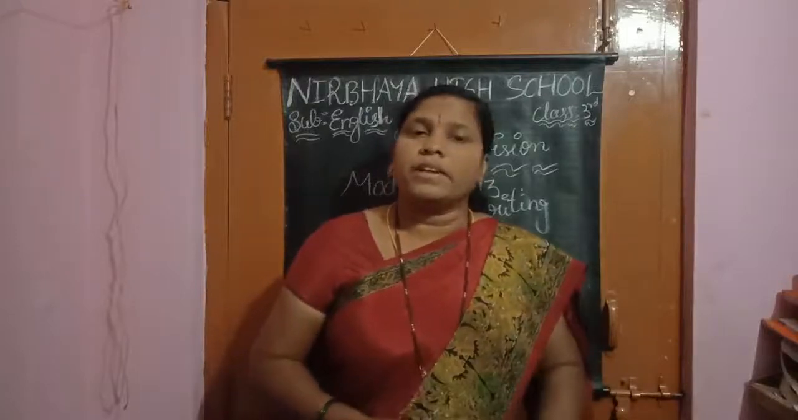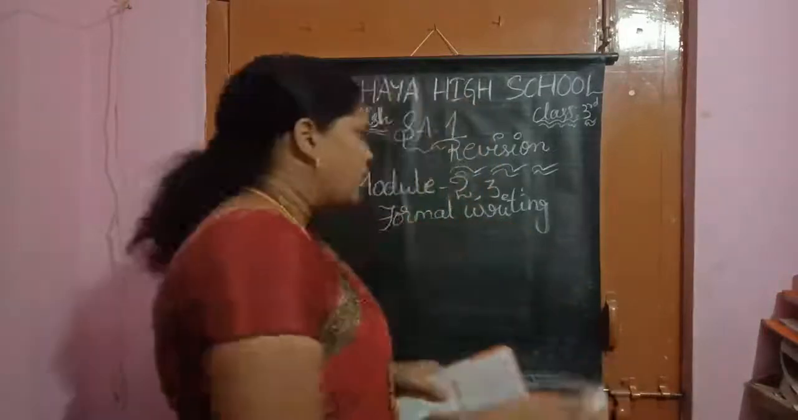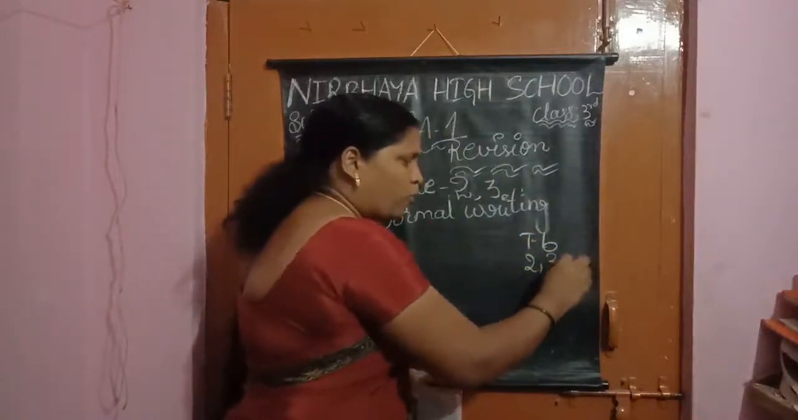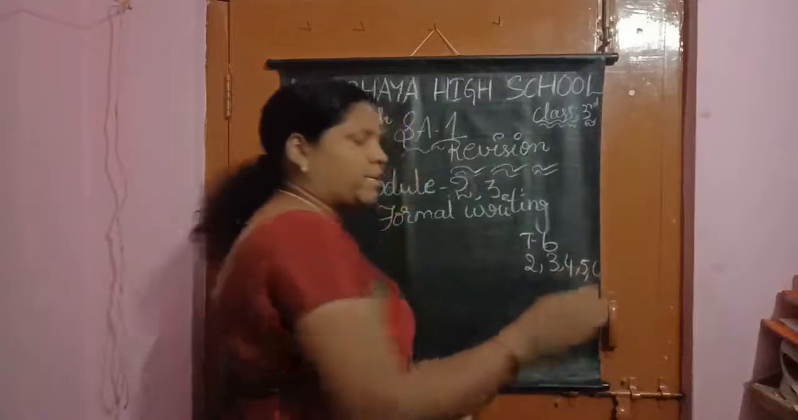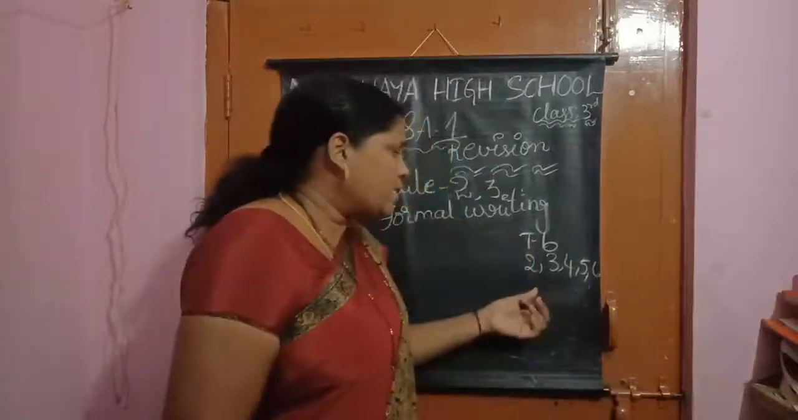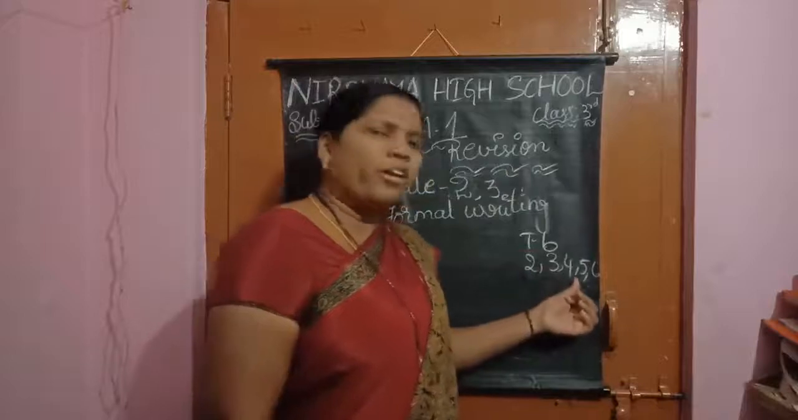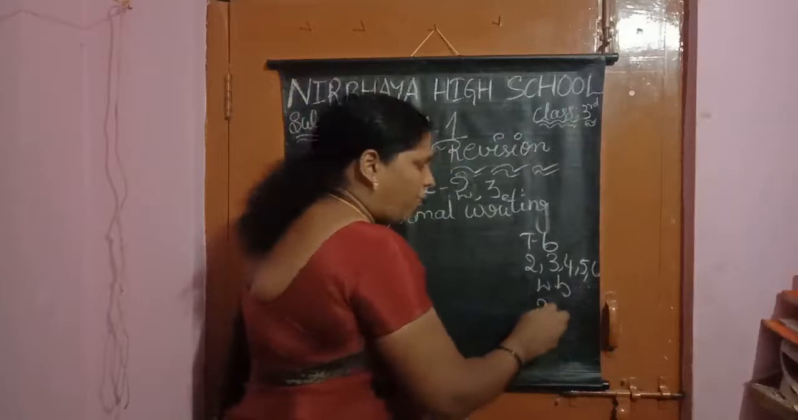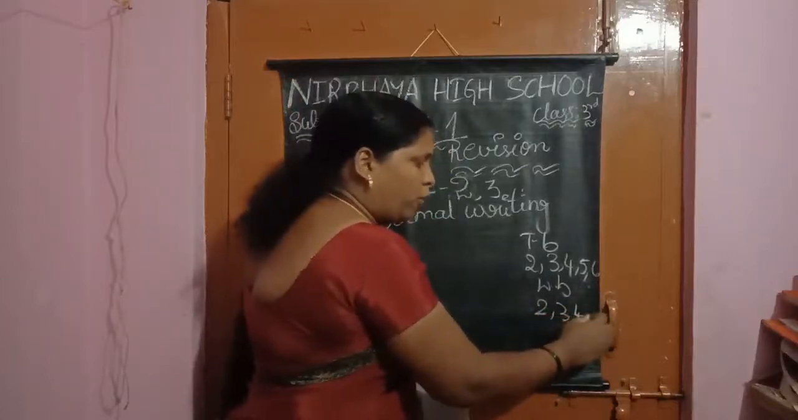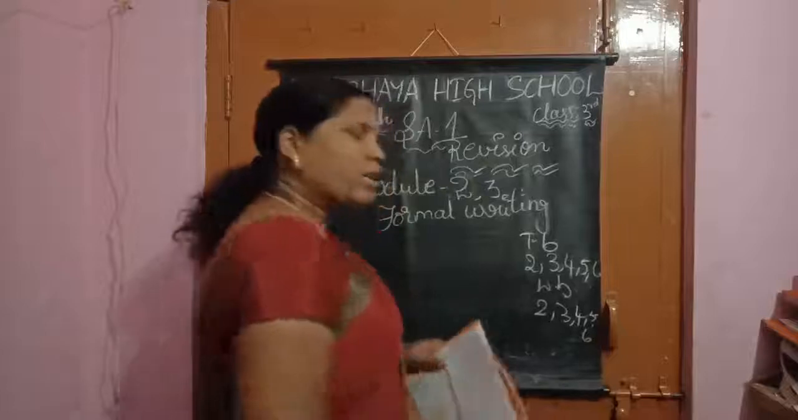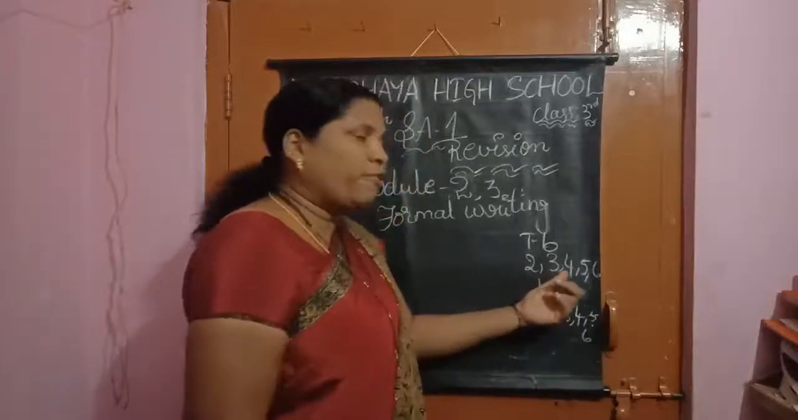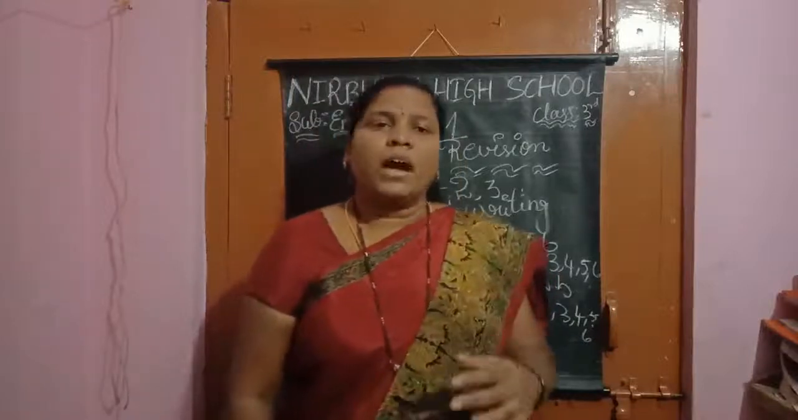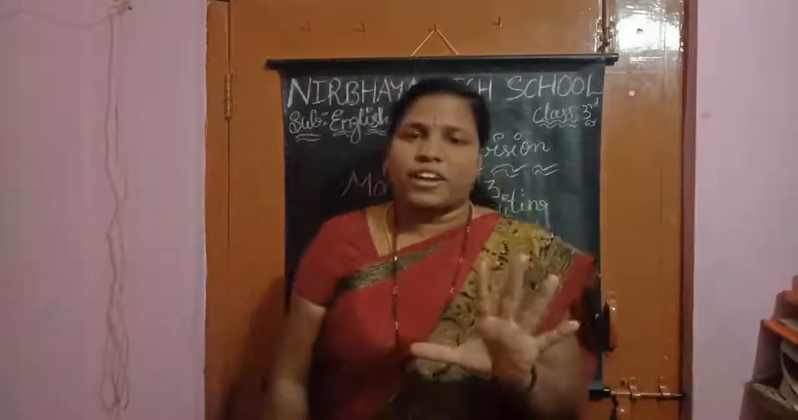Okay, children? Everyone listen carefully. In the textbook part, we have lesson numbers 2, 3, 4, 5, 6. And in the workbook also, the same: Module 2, Module 3, Module 4, Module 5 and Module 6. Everyone have understood that? How many lessons are we having? 5 lessons for our exam.